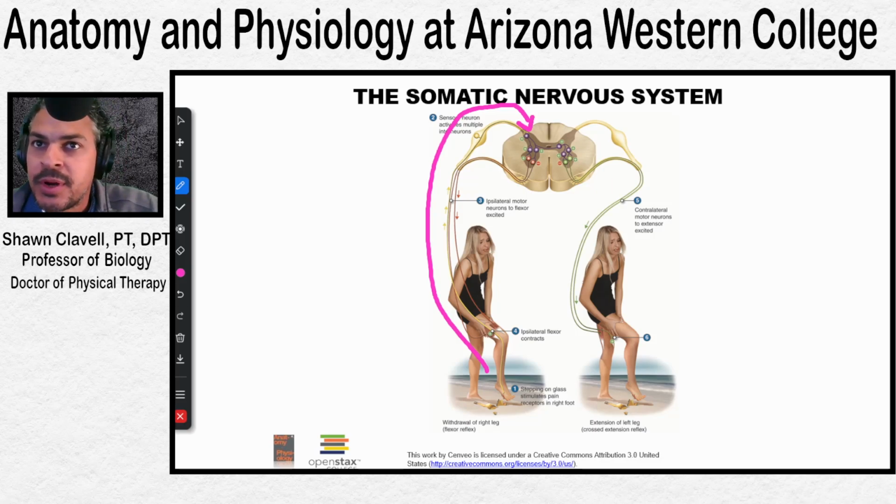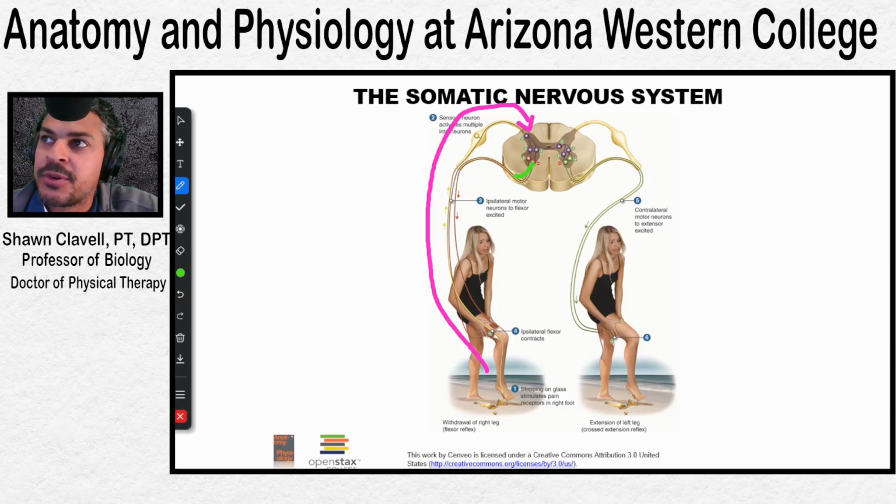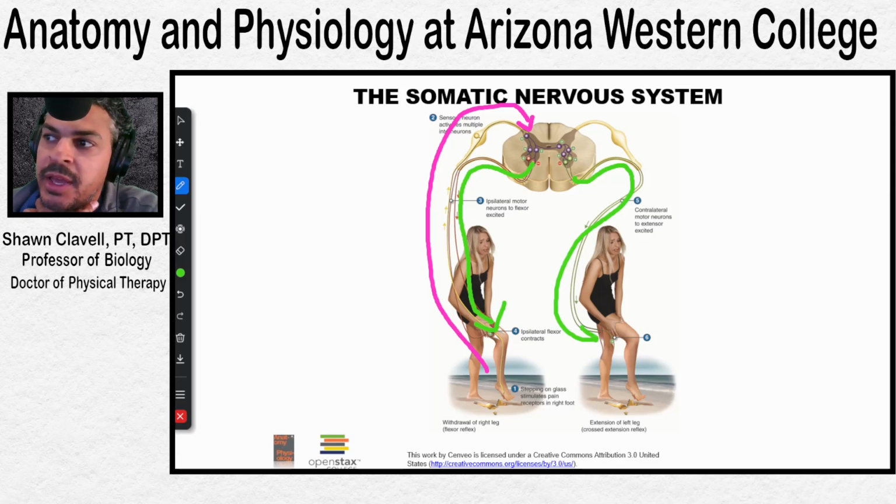The second part is the motor response, and we'll make that green here. The motor response to the muscles of the thigh allows you to withdraw your leg. But this also comes with a motor response to the contralateral leg, in this case, to allow you to maintain balance, right? So the somatic nervous system incorporates all of the sensory information as well as the motor responses that occur.